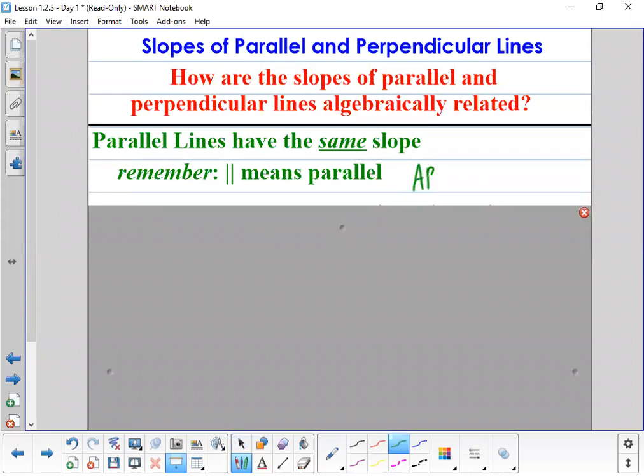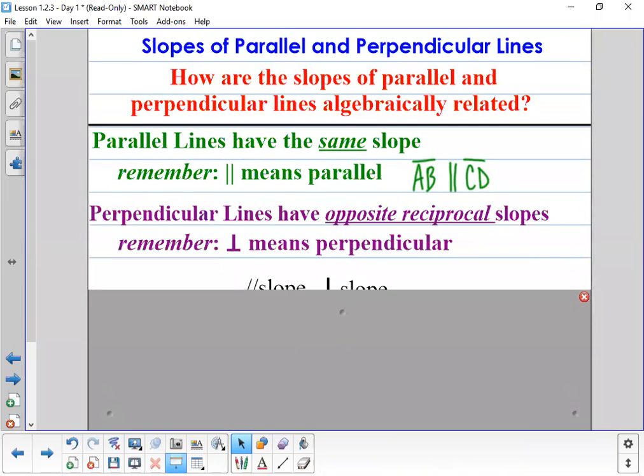So you might see something like this, where it'd be like AB is parallel to CD. That tells us those two lines, AB and CD, are never going to cross. They're parallel. And now we know algebraically they're going to have the same slope.